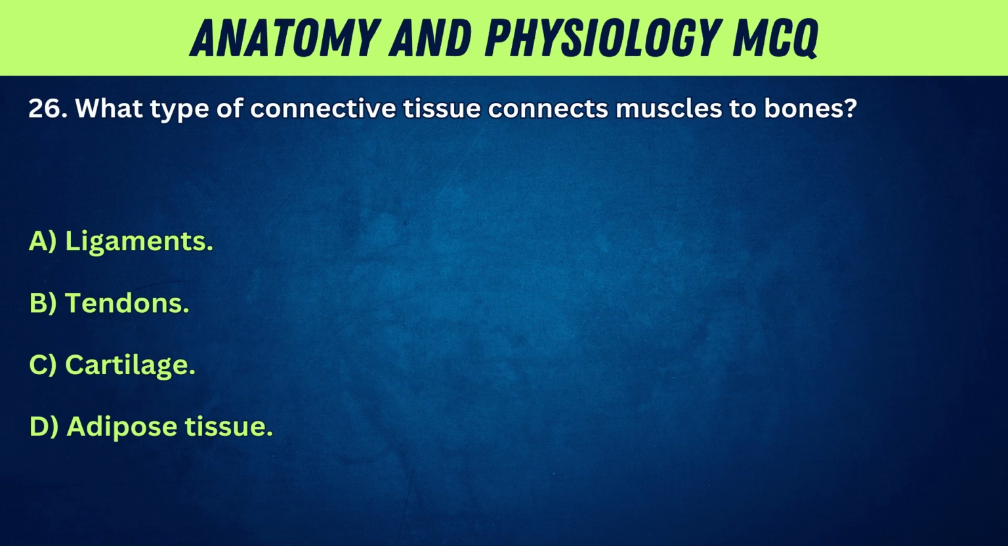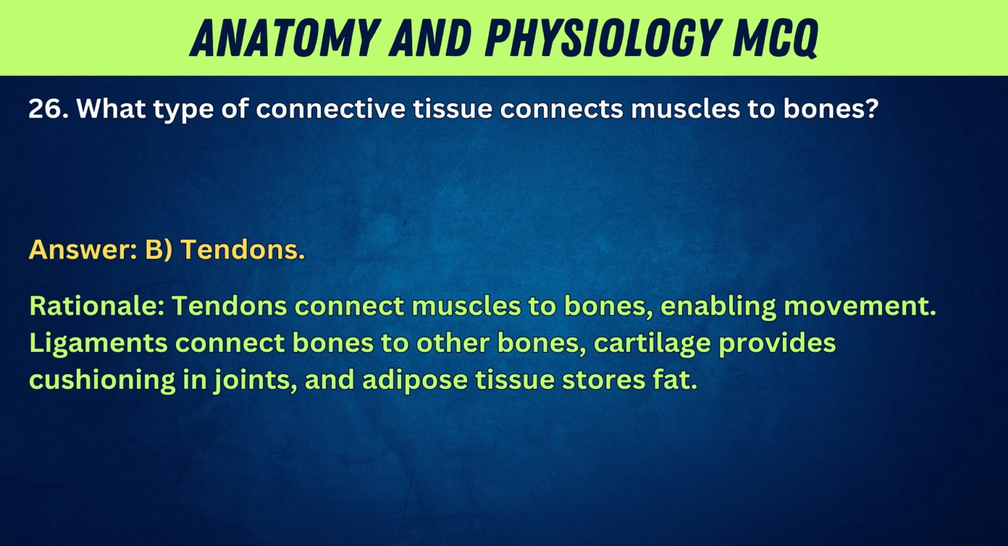26. What type of connective tissue connects muscles to bones? A. Ligaments. B. Tendons. C. Cartilage. D. Adipose tissue. Answer: B. Tendons. Rationale: tendons connect muscles to bones, enabling movement. Ligaments connect bones to other bones, cartilage provides cushioning in joints, and adipose tissue stores fat.